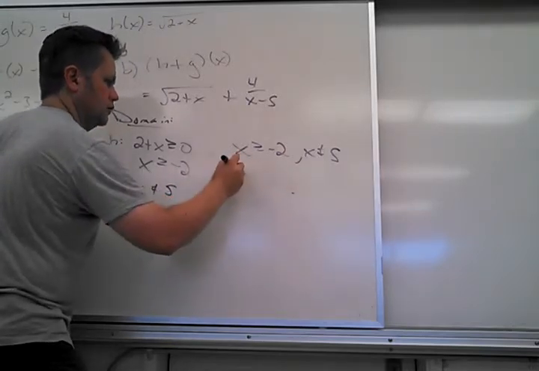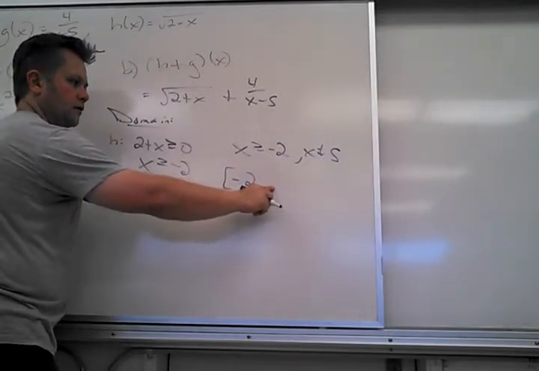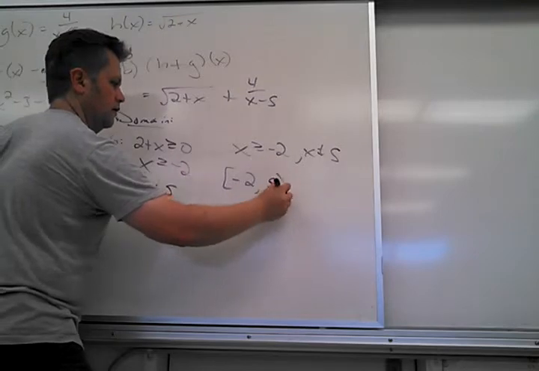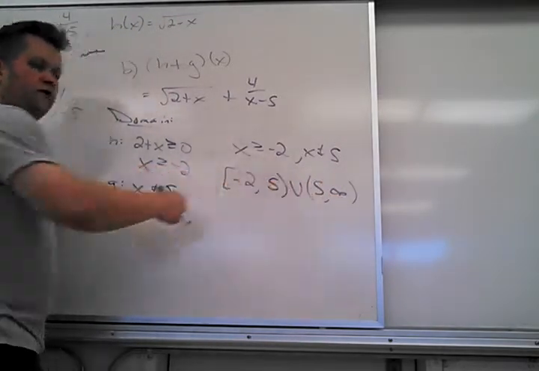That's a bad way to write it. So from -2 to what? Where do I have to stop? 5. Start over at 5 and go to infinity. So it's -2 to infinity, skipping 5.